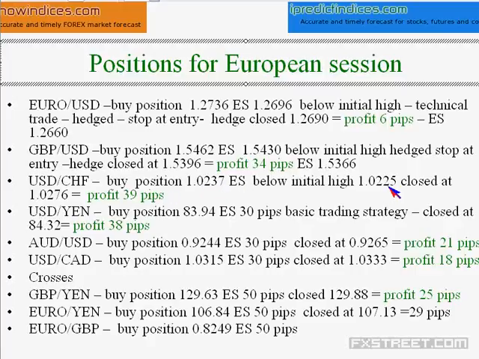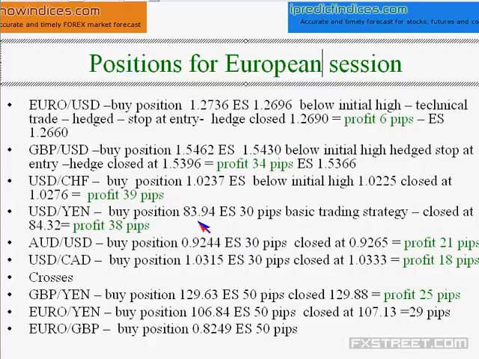So USD/CHF 1.0237, I took a buy position, and the hedging was not filled, and then it went up, and it was again a technical trade because the initial low was 1.0225, and then I kept the entry stop below the initial low, and then subsequently they went up to 1.0276. I closed it, and then with a profit of 39 pips. So this trade was closed.